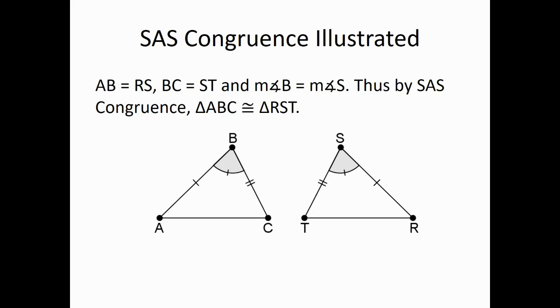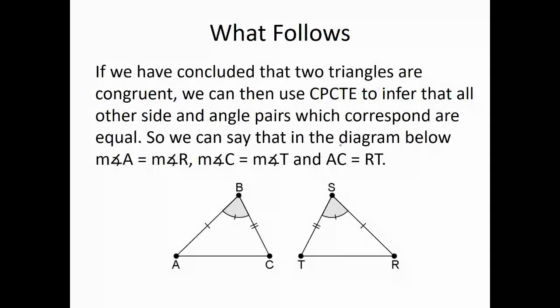So I have 2 sides and the included angle of ABC equal to 2 sides and the included angle of RST. And it follows that the 2 triangles are congruent to one another. And this, as I mentioned a moment ago, is a postulate. This is one of our basic assumptions.